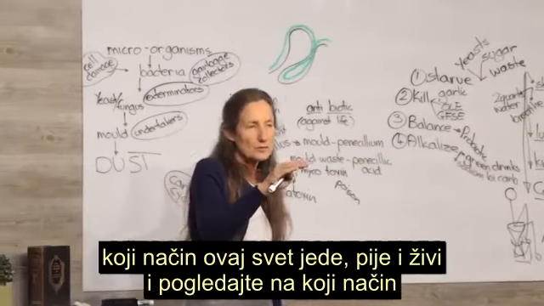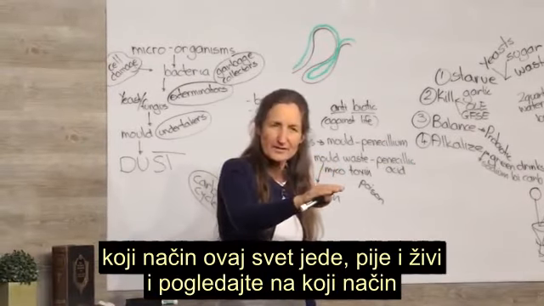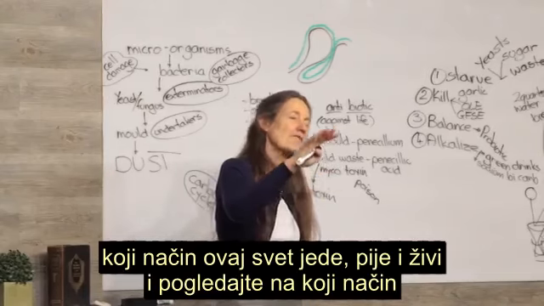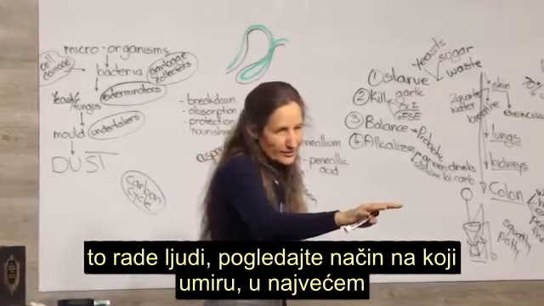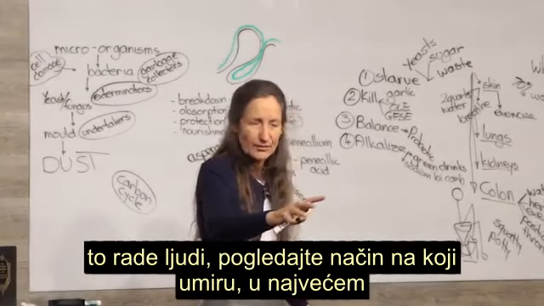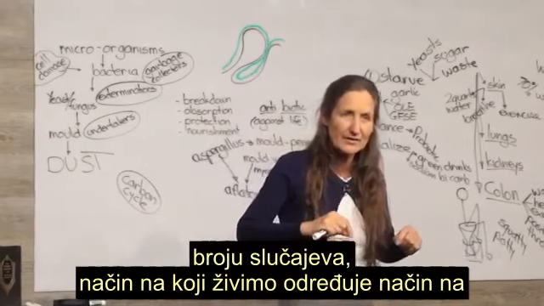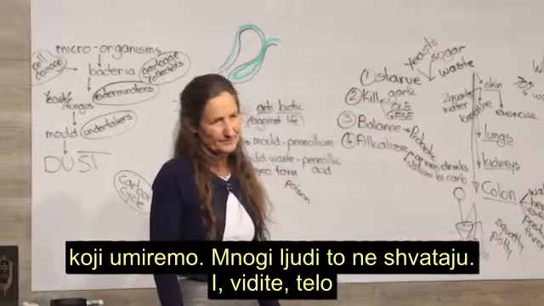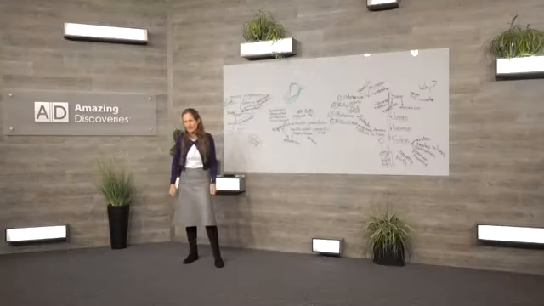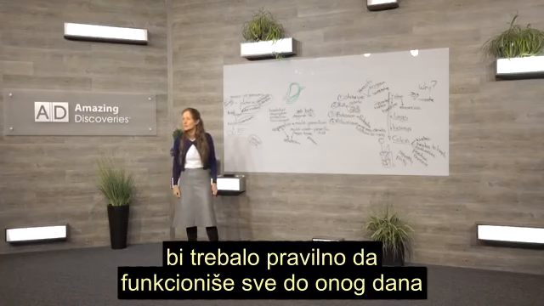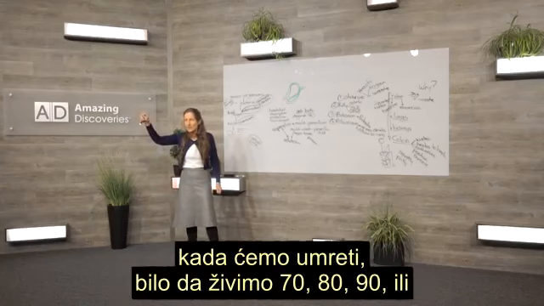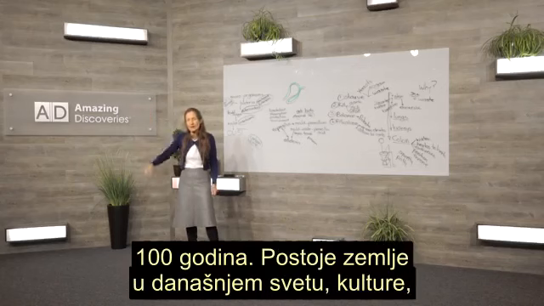Have a look at the way this world eats and drinks and lives, and then have a look at the way the people that do that die. Not in every case, but in the majority of cases, the way we live determines the way we die. Most people don't realize that. And you see, the body should be working right up until the day we die, whether that be 70 or 80 or 90 or 100.